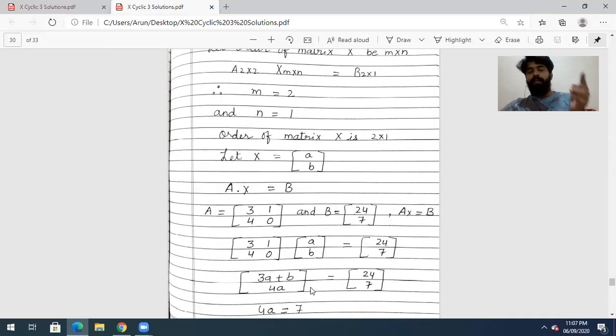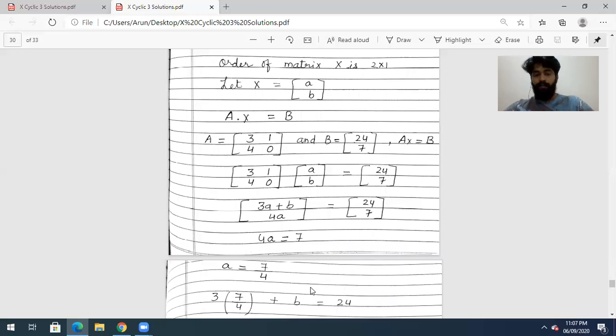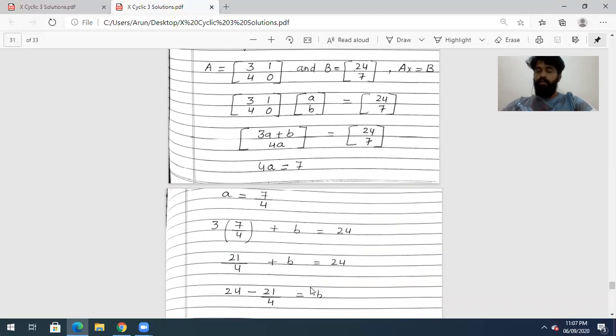So [3 1; 4 0] into [a; b] is equal to [24; 7]. So 3 into a plus 1 into b, so 3a plus b, and we have 4 into a plus 0 into b, which is 4a, is equal to [24; 7]. So when you compare, you have 4a is equal to 7. So a is equal to 7 by 4. Substitute this in the above equation. So 3 into 7 by 4 plus b is equal to 24. So 21 by 4 plus b is equal to 24.